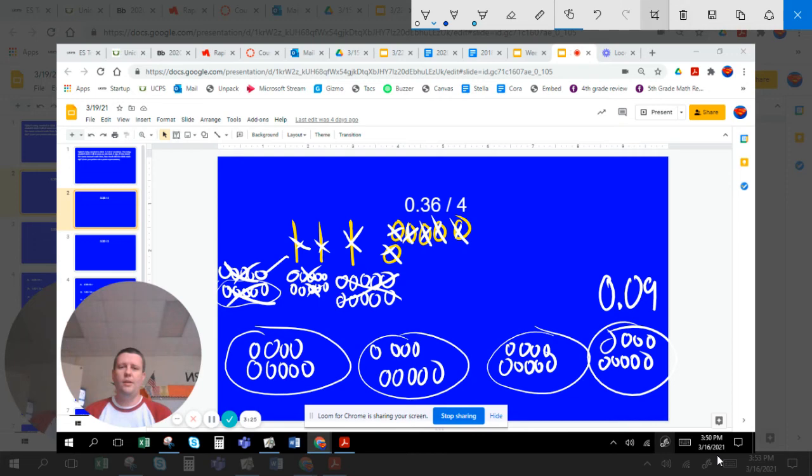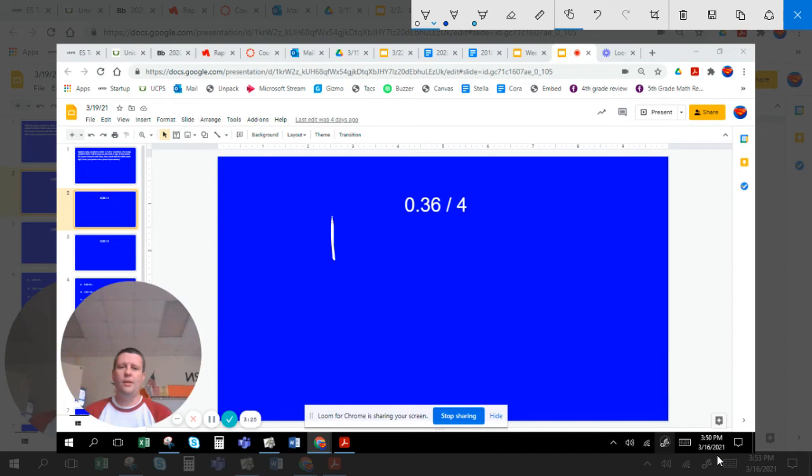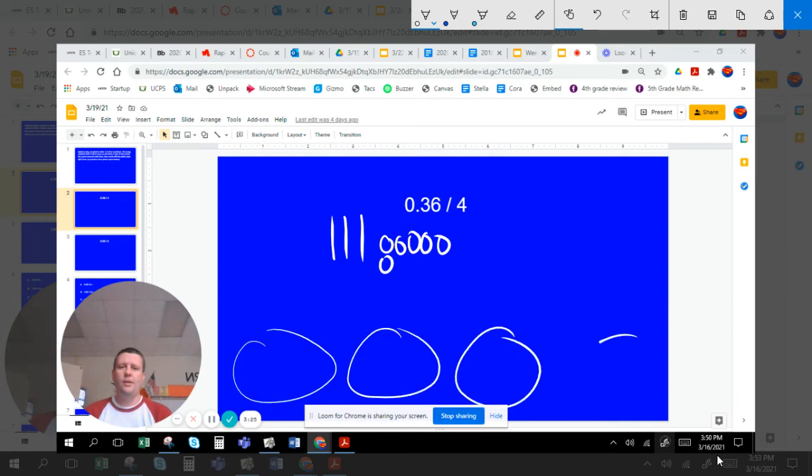Or if you don't even want to do all of these little bits and pieces, even thinking about if you have 36 hundredths like this, and I'm breaking them up into groups of 4, maybe you don't like the picture so much. So maybe what you're doing is thinking about 36 hundredths. Maybe I can take this one apart and make another 10 hundredths. There we go. So now I have 16 hundredths, and I could think about, well, 16 hundredths, if I break 16 hundredths into 4 groups, that would be 4 hundredths in each piece.